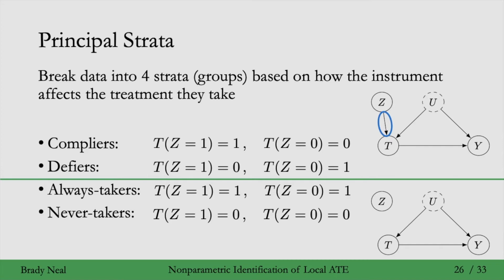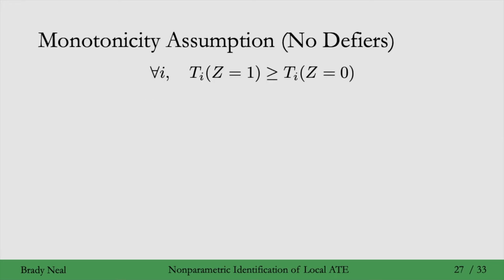But before that, we have one last thing to do, which is introduce the monotonicity assumption. This is the assumption that for every individual i, the value of treatment that they would take, given that they are given encouragement, Z equals 1, is greater than or equal to the value of treatment that they would take if they were not given encouragement, Z equals 0. So in the causal graph, this assumption is making an assumption about the relationship of Z and T. We're assuming something specific about this edge from Z to T.